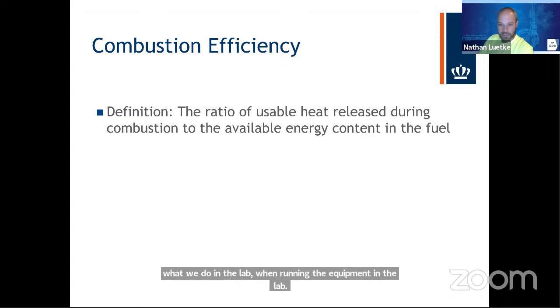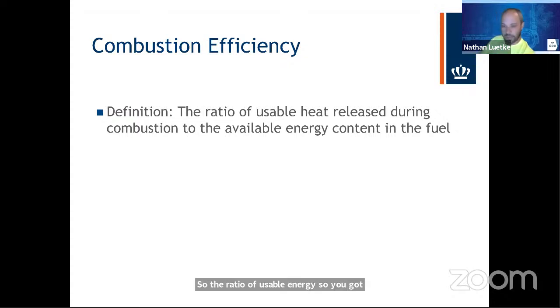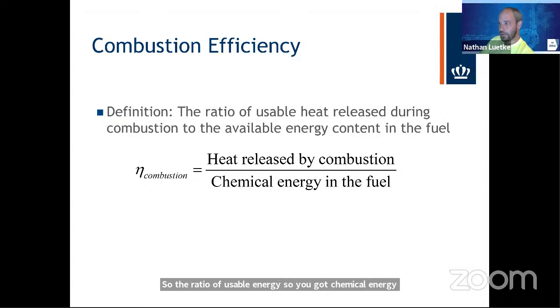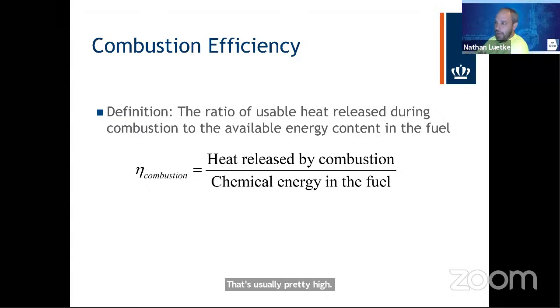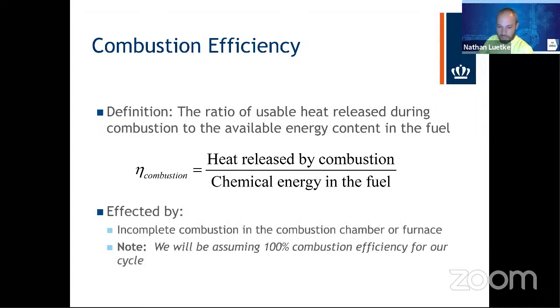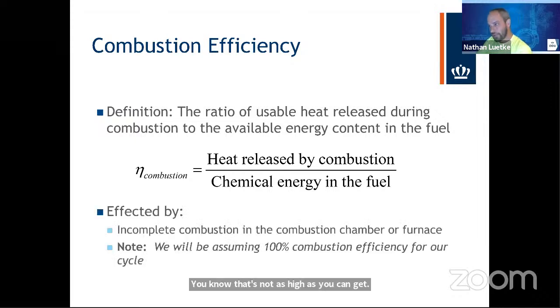So, combustion efficiency is the ratio of usable energy. You've got chemical energy in the fuel. How much of that was released in combustion? That's usually pretty high. The amount is determined by how well you mix the fuel with the oxidizer, usually air. We can usually get 90 to 98% of this with good combustion. That's about as high as you can get. In this activity we'll assume about 100%, but that is usually the highest in the chain. We know how to mix fuel and air, so we can get that energy released pretty easily.